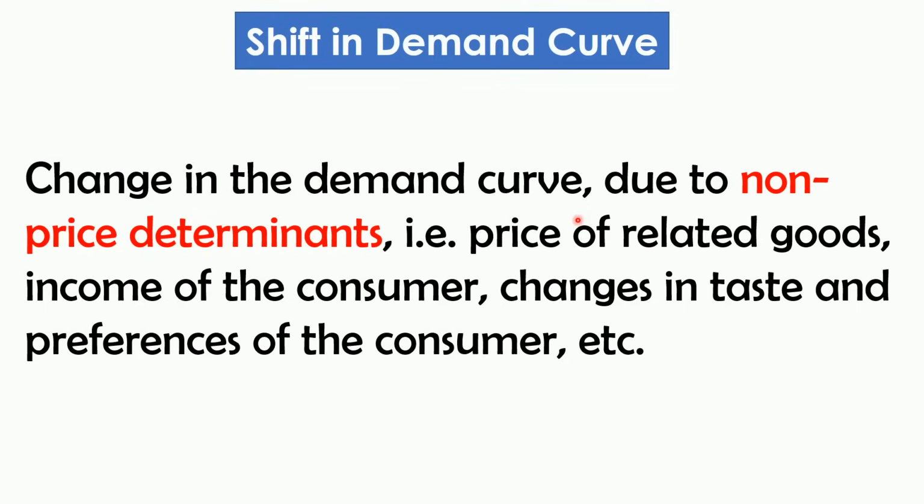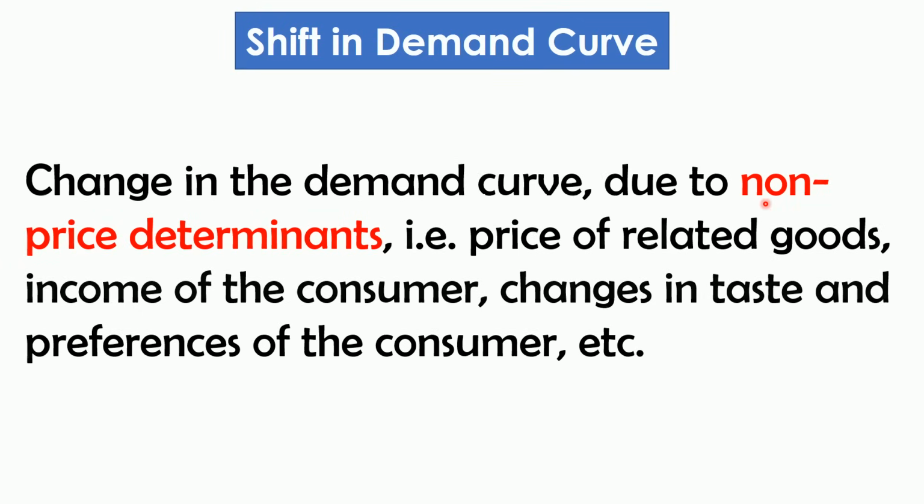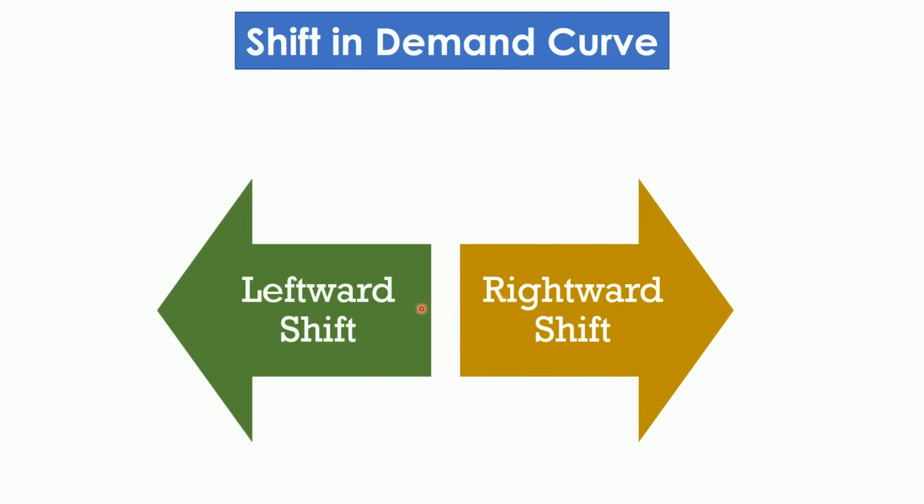When the demand of a product or service rises or falls due to change in factors like income of the consumer, price of related goods, consumers' expectations, changes in taste and preferences of consumer, etc., then there is a shift in demand curve. So shift in demand curve is caused by non-price determinants. Now there are two types of shift in demand curve: leftward shift and rightward shift.